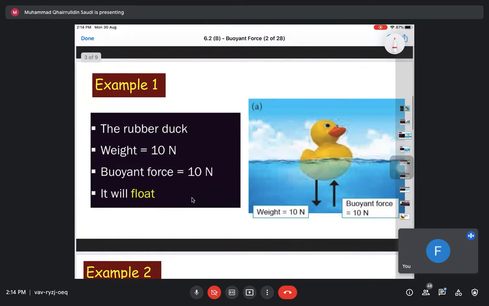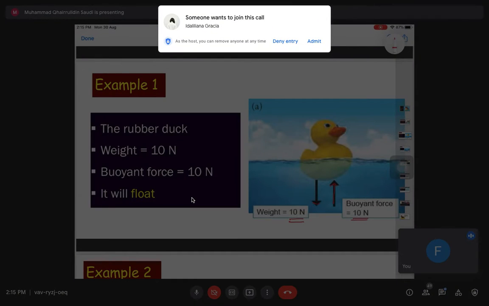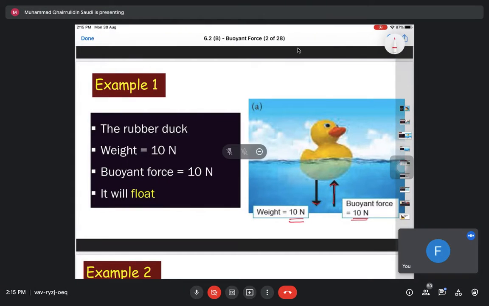For example, we have a duck that is floating on water. The weight of the rubber duck is 10 Newton. The weight force that is pulling the rubber duck downwards is 10 Newton. While the buoyant force that is pushing the duck upwards is 10 Newton as well. So if the force downwards and upwards is the same, then the duck will stay afloat. It will float. Sebab daya yang menekan dan daya yang menolak pun sama besar. So tak ada yang menang, so dia stay afloat. So that is example number 1.